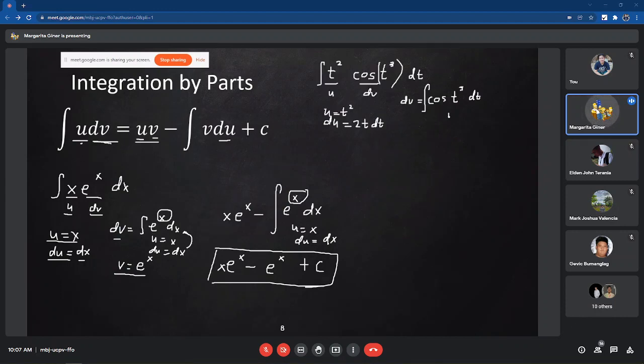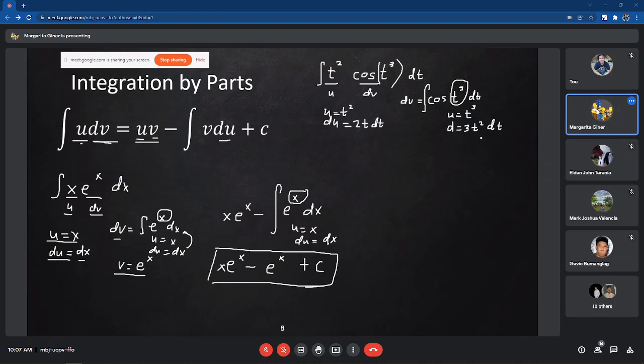What is the value of your u? In trigonometric, this is the value of your u. So, let's say this is t cubed. du is equal to 3t squared dt.